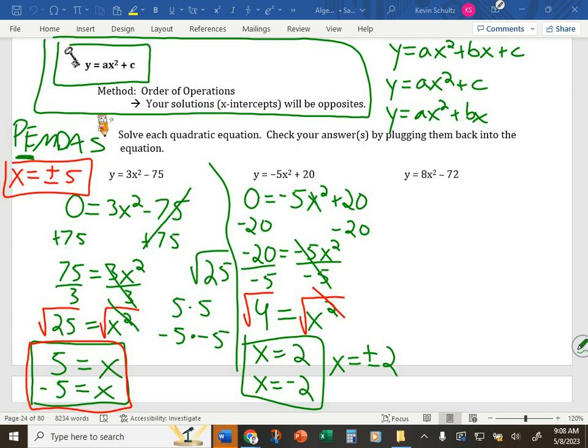Meaning, folks, what we solve for here means that our parabola, when we graph it, is going to cross the x-axis at 2 and negative 2. That's what we're doing here. That's what we're solving for. We're finding the x-intercepts of the parabola.